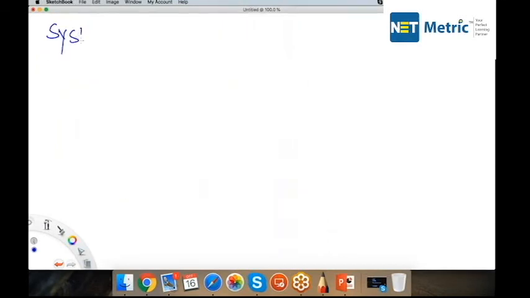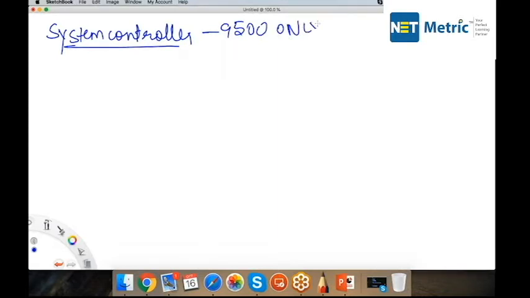Now, there are different variants of the supervisor modules available for 9500 devices. They are as follows. There's Sup A, Sup B, Sup A plus, Sup B plus. A plus and B plus are just the enhanced versions of Sup A and Sup B.